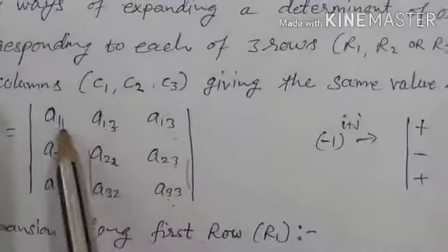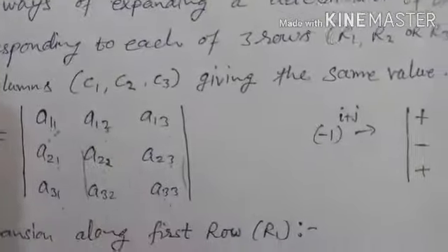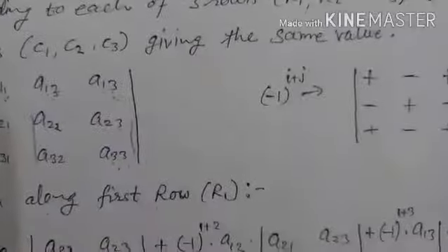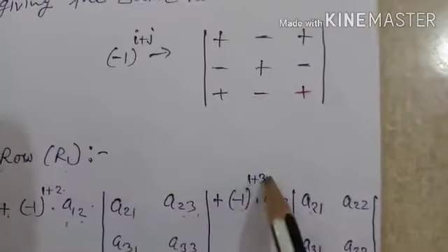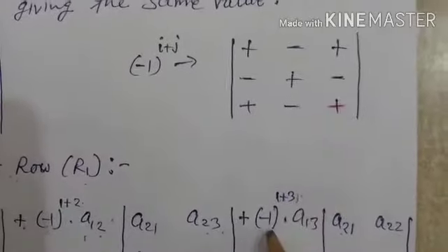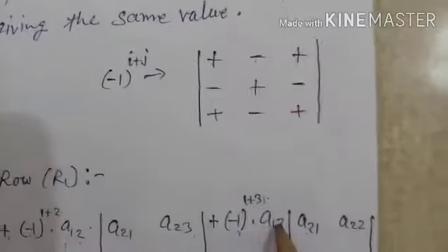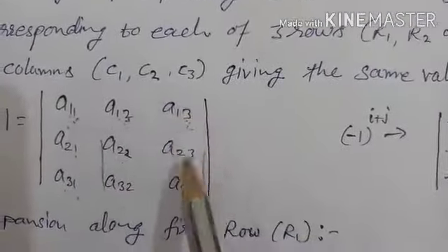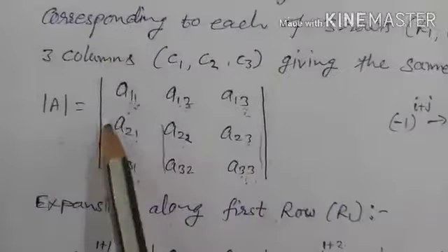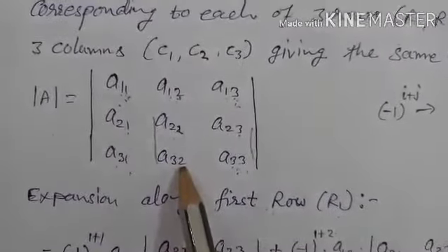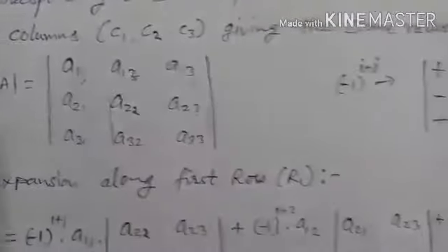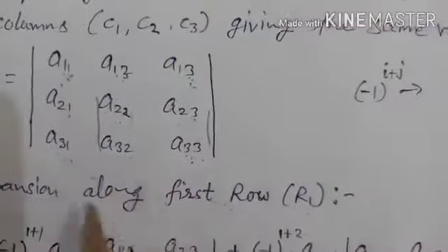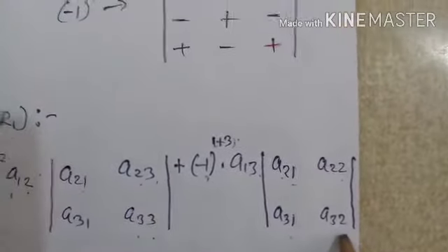Now the last element: first element a11, after that the second element, and this is the last element a13. So 1 plus 3, minus 1 whole raised to the power 1 plus 3, that is 4, so it will be a positive sign. So plus, minus and plus. a13 into: a13 lies in the first row and third column, so delete the first row and third column. Once again you will get a 2 by 2 determinant, that is a21, a22, a31, a32.